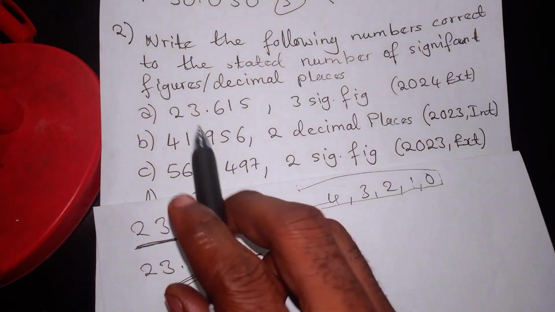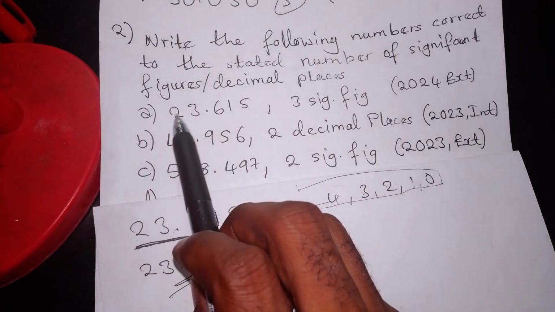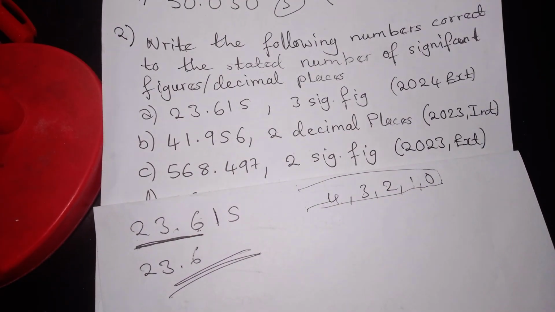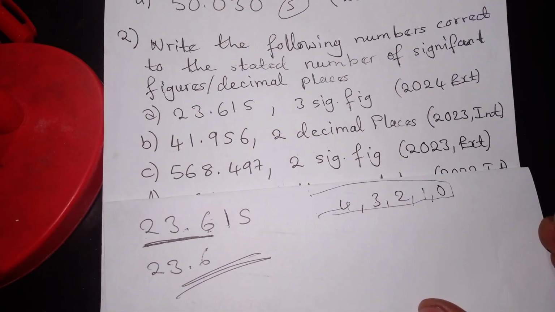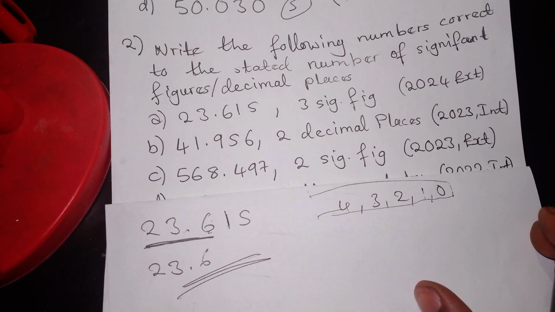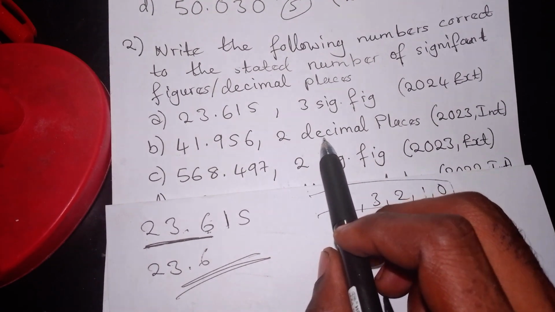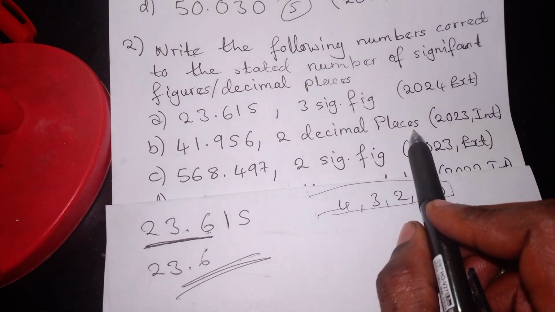So that means you have answered this question. You have rounded this number off correct to 3 significant figures. And then on part B, we have 41.956. Then we want to round it off correct to 2 decimal places.